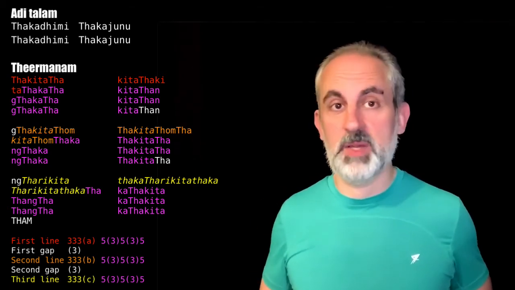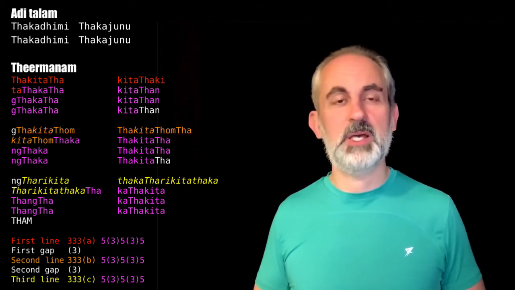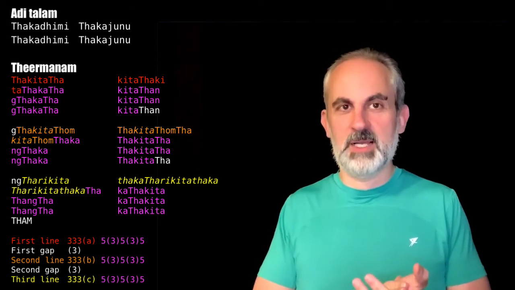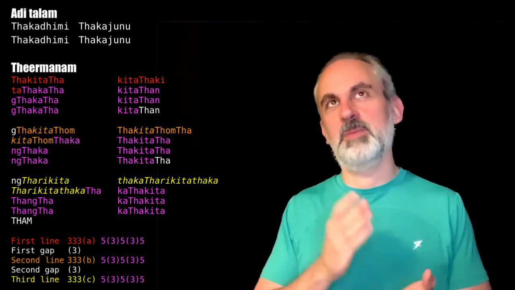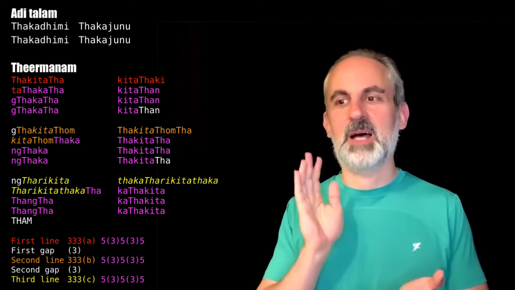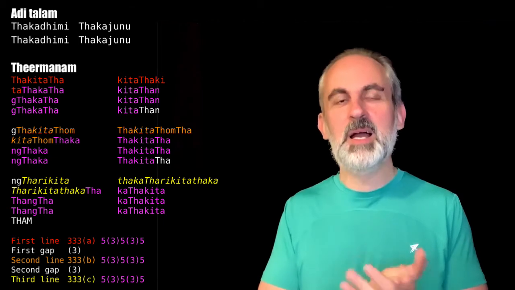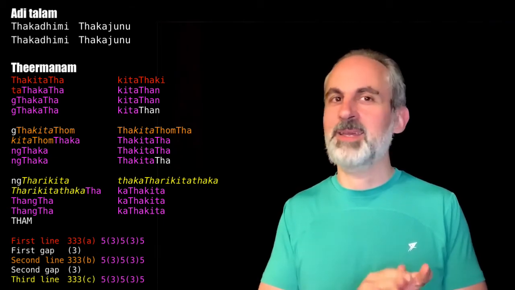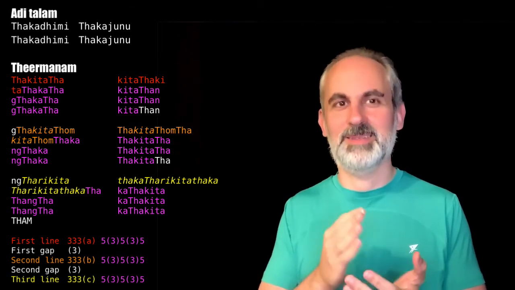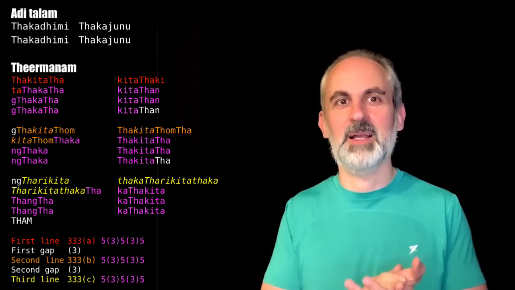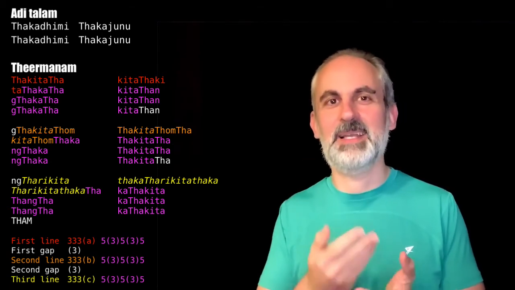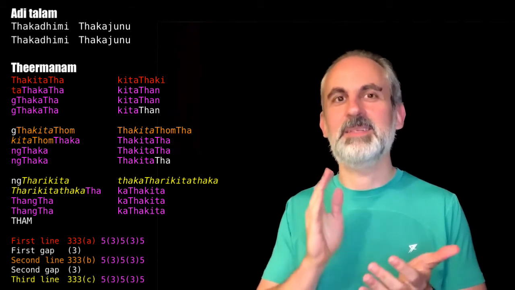So if you're ready, let's count off half a cycle of Aditalam, and we do this. Taka dimi, taka juno, taka dimi, taka juno, takita, takita, takita, taka ThakitaThang, taka ThakitaThang, taka ThakitaThang. ThakitaThom, ThakitaThom, ThakitaThom, Taka ThakitaThang, Taka ThakitaThang, Taka ThakitaThang, ThakitaThaka, ThakitaThaka, ThakitaThaka, Taka ThakitaThang, Taka ThakitaThang, Taka ThakitaThang.